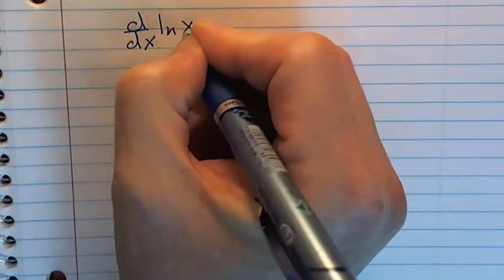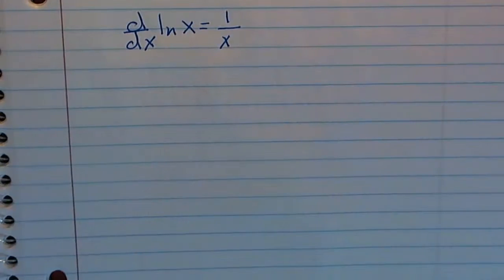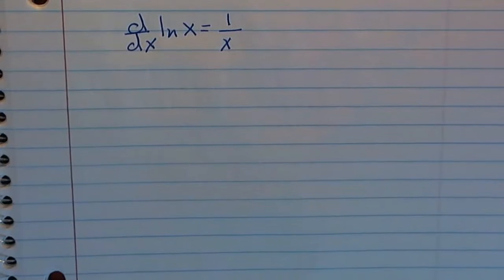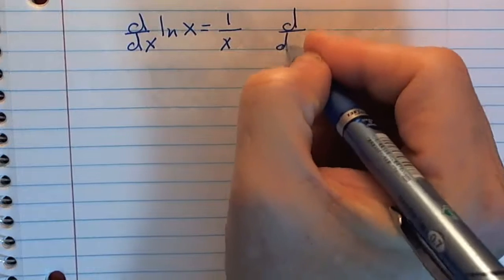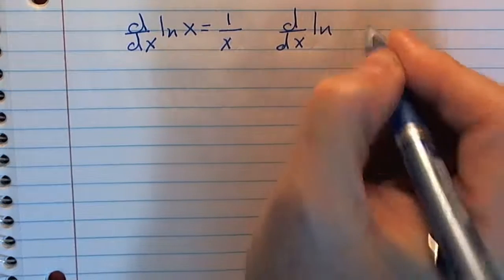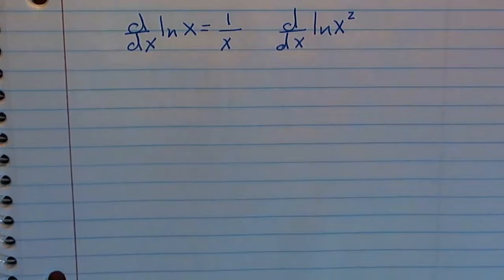Okay, so we know that the derivative of log x is just 1 over x. So this is just one of our formulas that we've discovered for differentiation. Now we also know this: let's suppose we have not just log x, but let's suppose we have log x squared, something like that. Well, we know the chain rule is involved in this one.